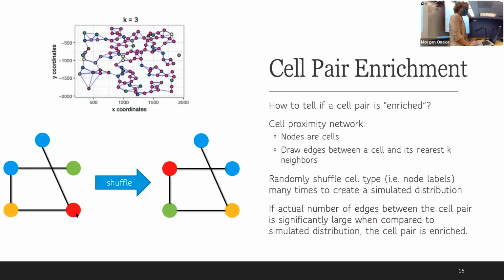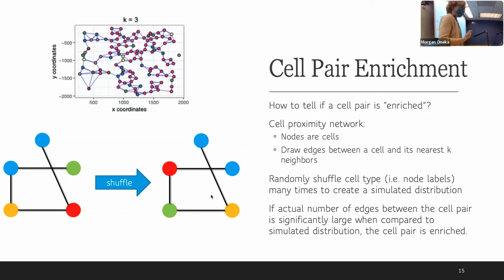So what we do is we randomly shuffle the node labels of our cell proximity network graph many times to create a simulated distribution. So we take our original graph and we change all the colors so that the number of cells of each color stays the same, but each cell is randomly assigned to a different color. You can see over here, we still have 2 blue, 1 red, 1 green, 1 yellow, but most of them are assigned to different cells. And then we count how many edges exist between our red and our yellow cells. In this case, there's 0.